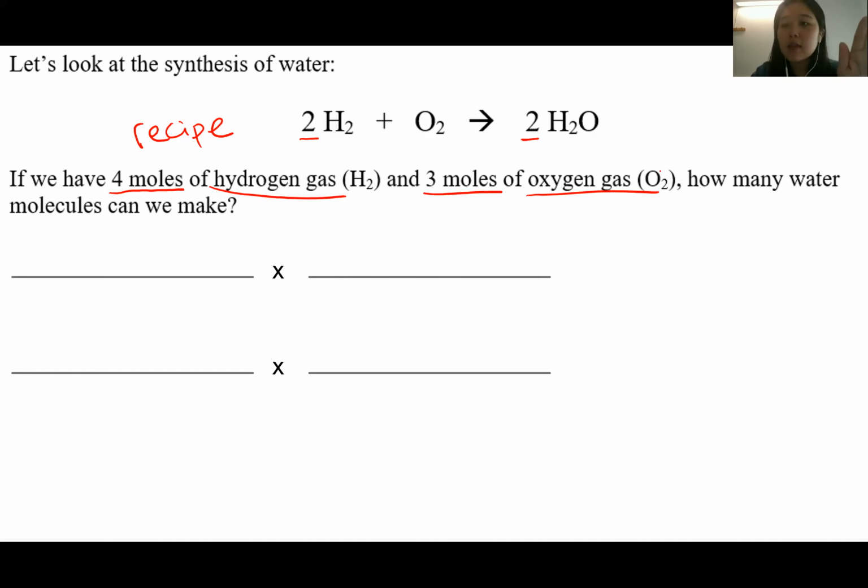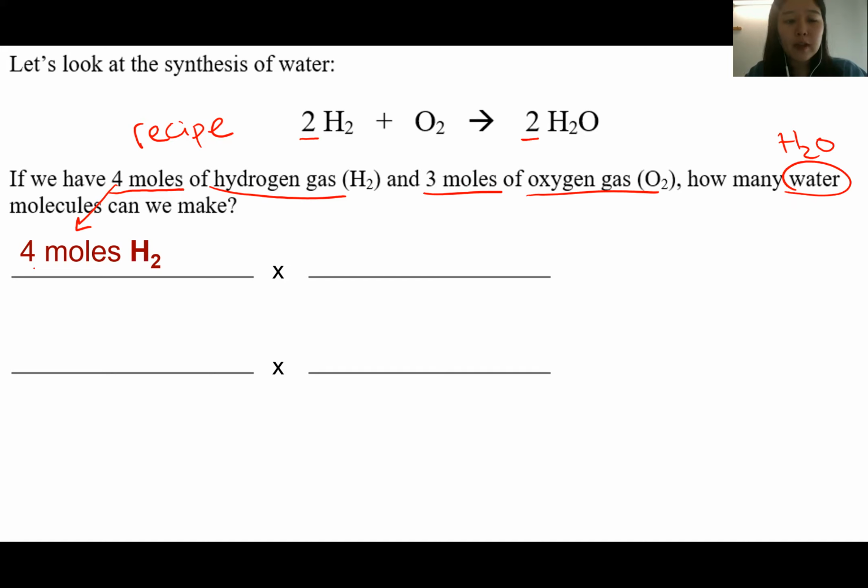So it's like the grilled cheese example. In the grilled cheese example, we had 5 slices of cheese and 6 slices of bread, and we had to solve for how many sandwiches we can make. So I'm going to start by calculating how many moles of water, H2O, we can make with 4 moles of H2. Remember, we need to use our stoichiometry skills, mole ratio skills.